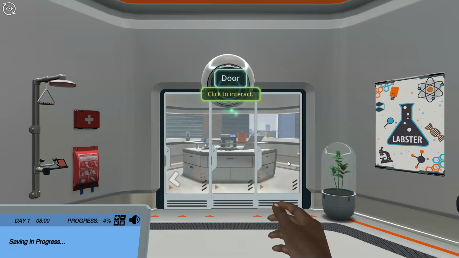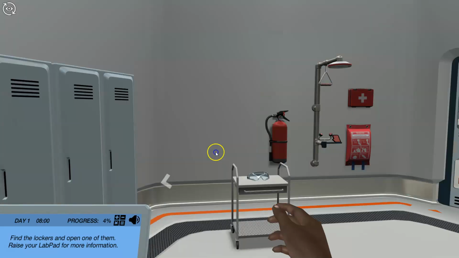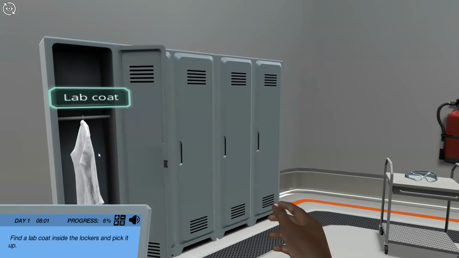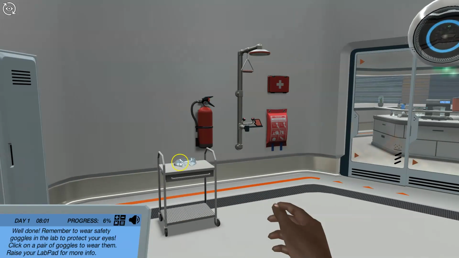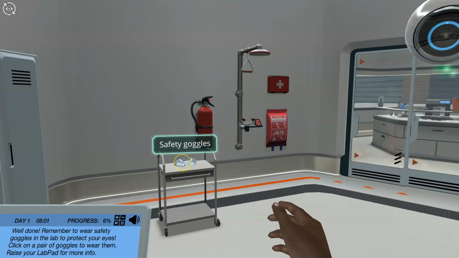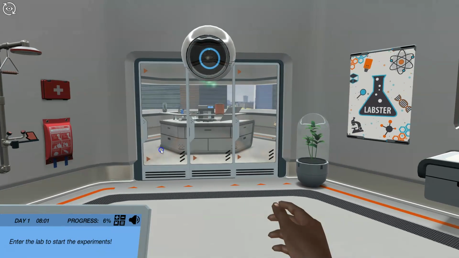Find the lockers and open one of them. Raise your lab pad for more information. Find a lab coat inside the lockers and pick it up. Well done. Remember to wear safety goggles in the lab to protect your eyes. Click on a pair of goggles to wear them. Raise your lab pad for more info. Enter the lab to start the experiments.